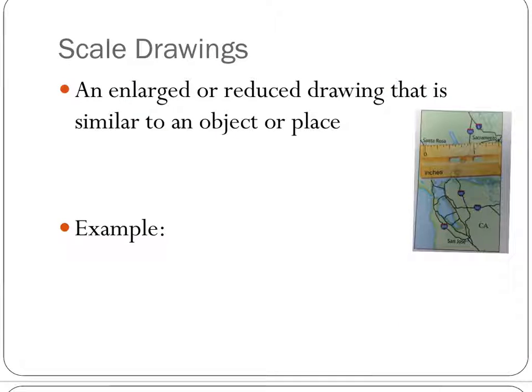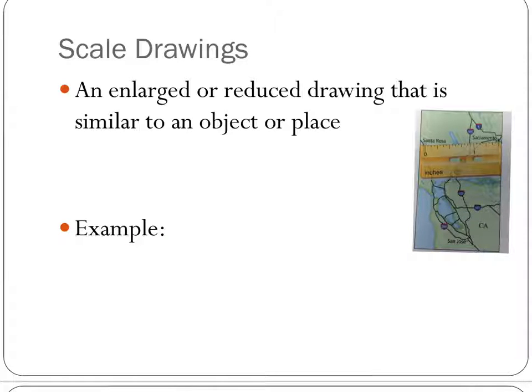Now, we can also use scale in this case. This works with models or maps, especially maps, because your map can't be the same size as the actual thing. It would be impractical. If I want a map of the city, it couldn't be as large as the actual city because you couldn't unfold it and use it. So it's going to be smaller. It's going to use a scale.